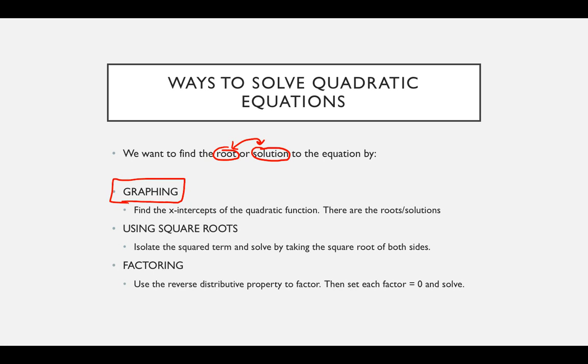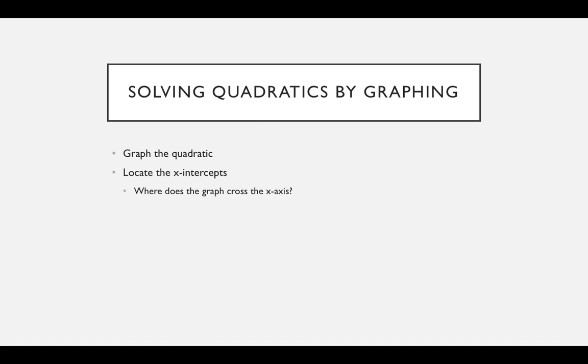But if we're solving by graphing, we're going to find the x-intercepts of the quadratic function. So essentially, where does it cross the x-axis? That crossing point is our root or solution. So here, to solve quadratics by graphing, we're going to graph that quadratic. So using the same methods from chapter 2, most likely you're going to start by finding the x-coordinate of your vertex using opposite of b over 2a. And then you'll make a t-chart to find some remaining points. And then you're looking for where the graph crosses the x-axis. Those are going to be your roots or your solutions.